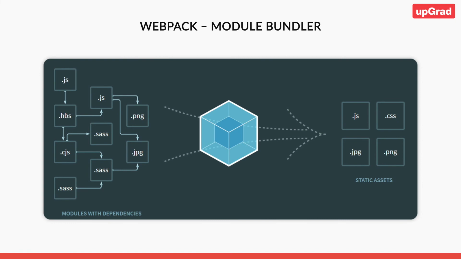As you can see in this image, there are different modules with dependencies such as JavaScript files, CSS files, image files, etc. Webpack bundles these modules with all the dependencies into static assets with one file containing all the individual files of a type. Now, how does Webpack do this internally? While processing your application, Webpack internally builds a dependency graph. This dependency graph keeps track of every module that your application needs and its corresponding bundle generated by Webpack.